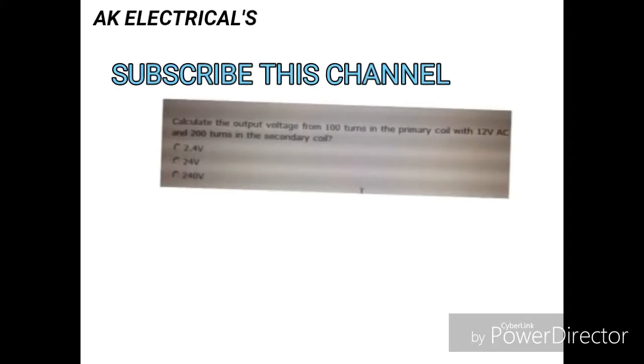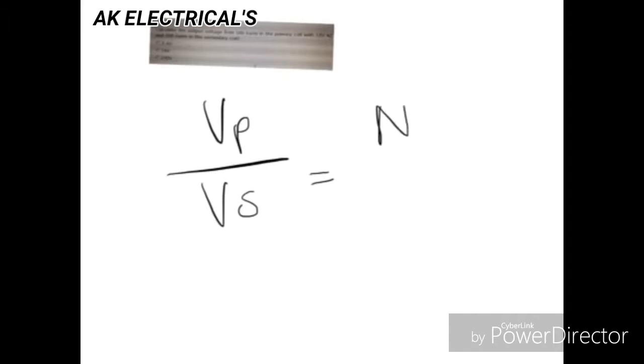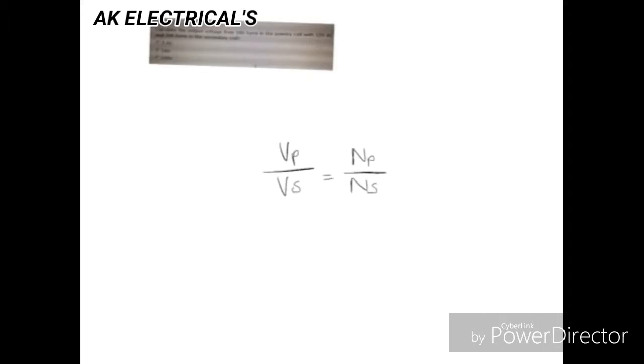The question is to calculate the output voltage from 100 turns in the primary coil with 12 volts of AC and 200 turns in the secondary coil. First things first, we need to be able to use our formula. Our formula states that the voltage in the primary coil divided by the voltage in the secondary coil is equal to the number of turns in the primary coil divided by the number of turns in the secondary coil. Once we've got that, we can put the formula aside and use that as reference.